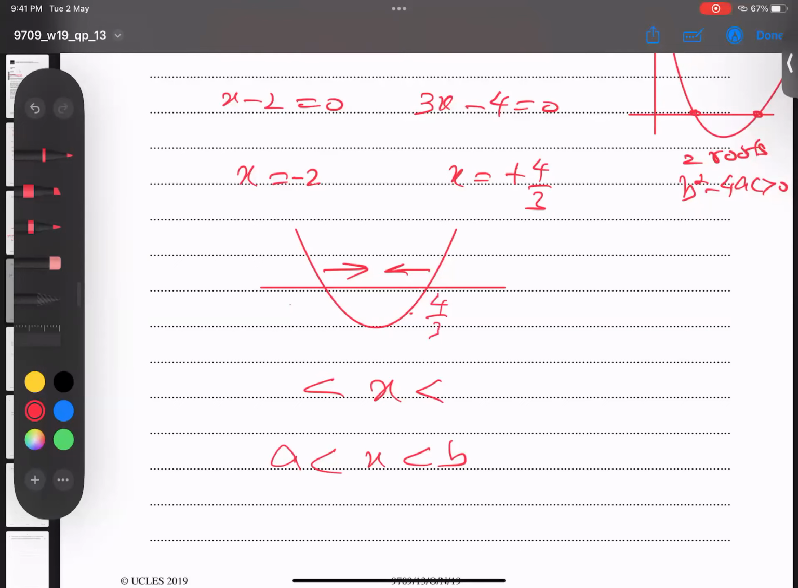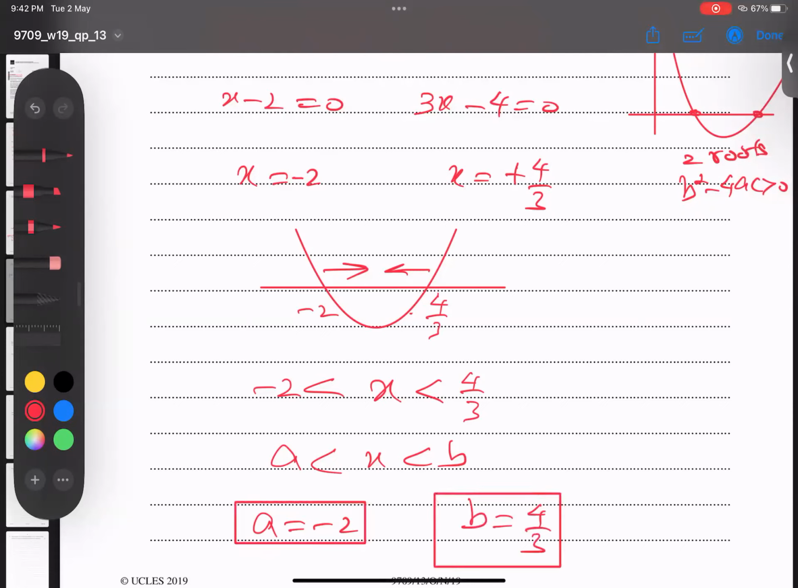and I hope the point is clear. So negative 2 comes here and 4 over 3 comes here. In this sense, A is equal to minus 2 and B is equal to 4 over 3. Okay, so I hope you got the point very clearly.